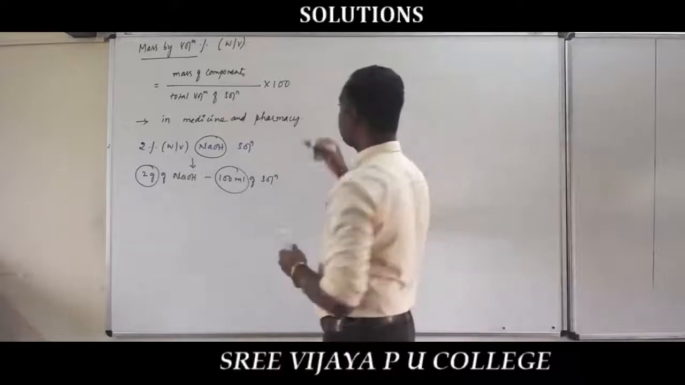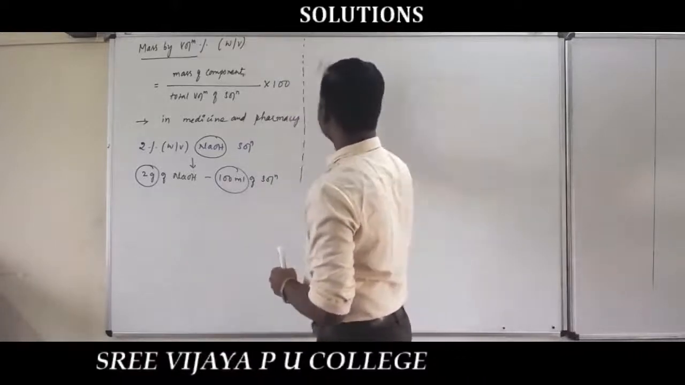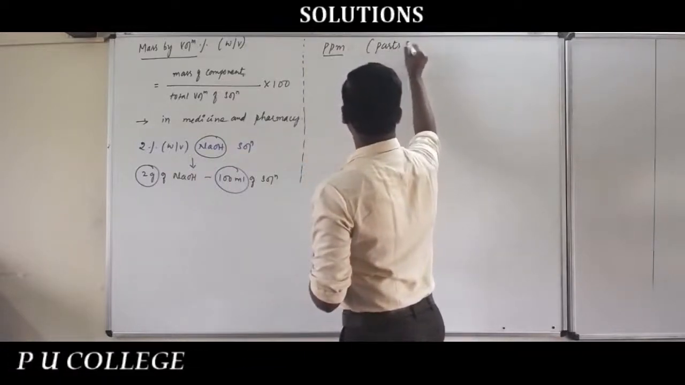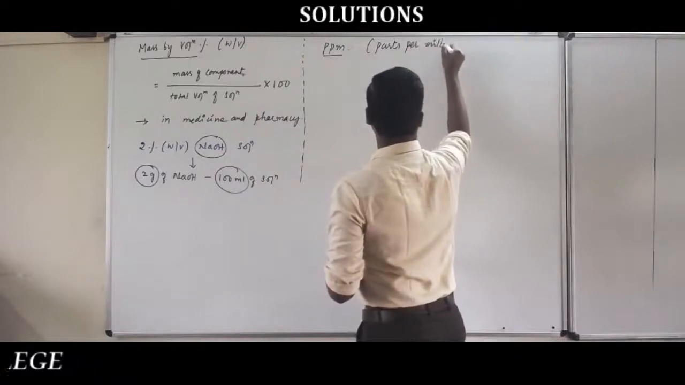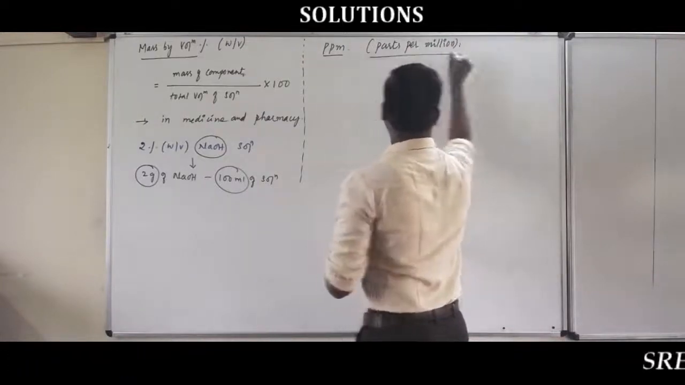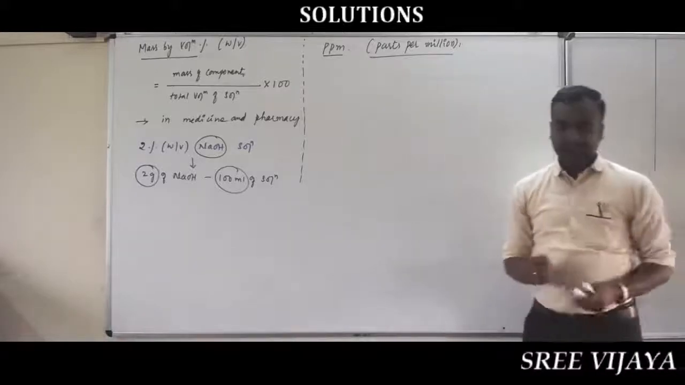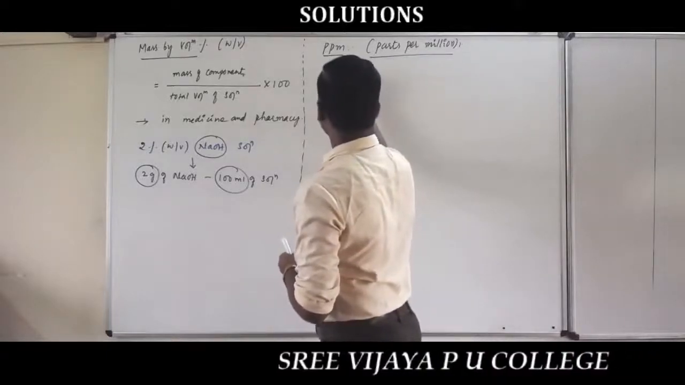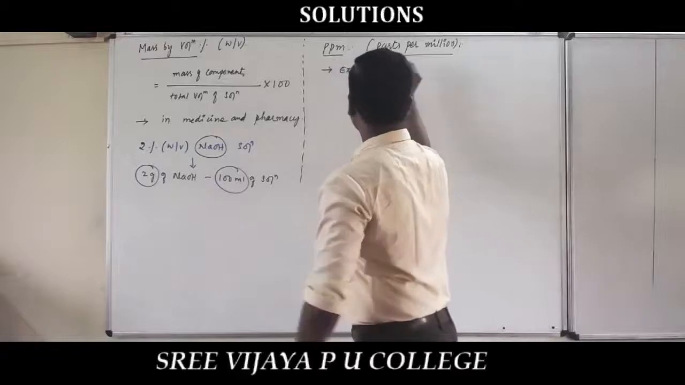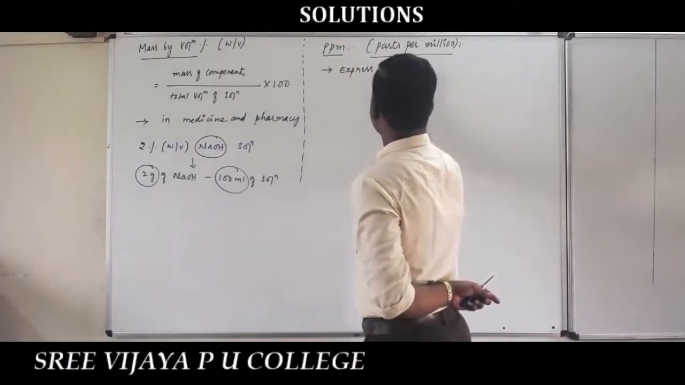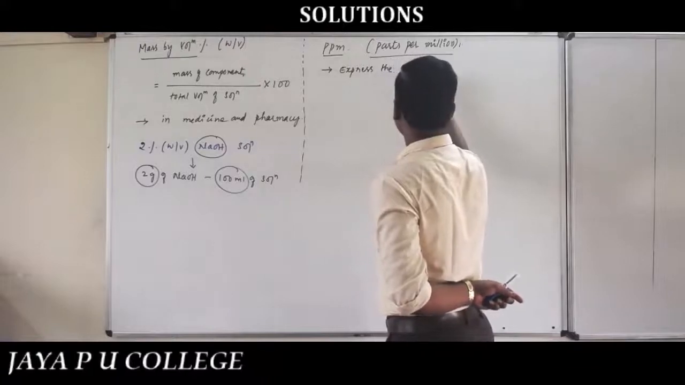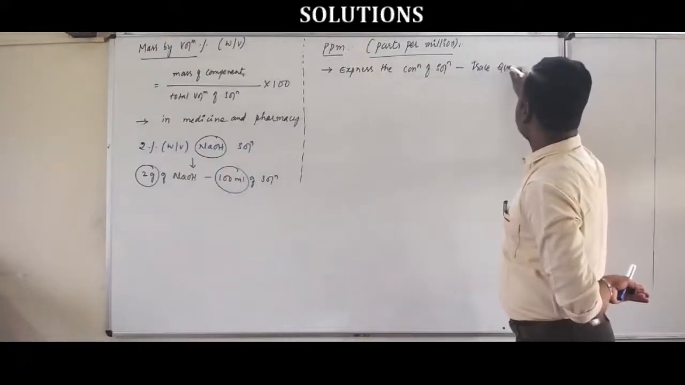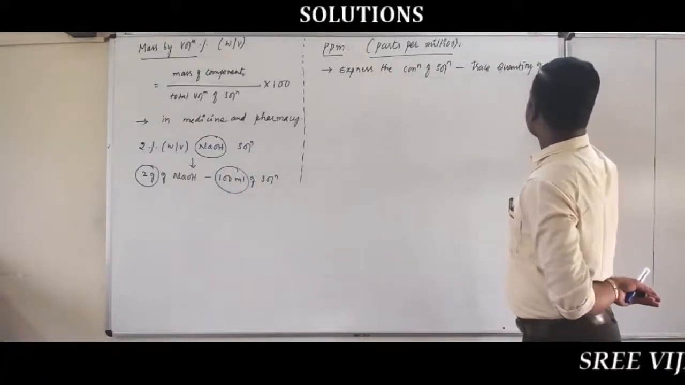And one more, the last one, is ppm. ppm, that is parts per million. That is called parts per million. So where we are going to use this concentration term? So usually ppm is used to express the concentration of solution which contains trace quantity or trace amount of solute.